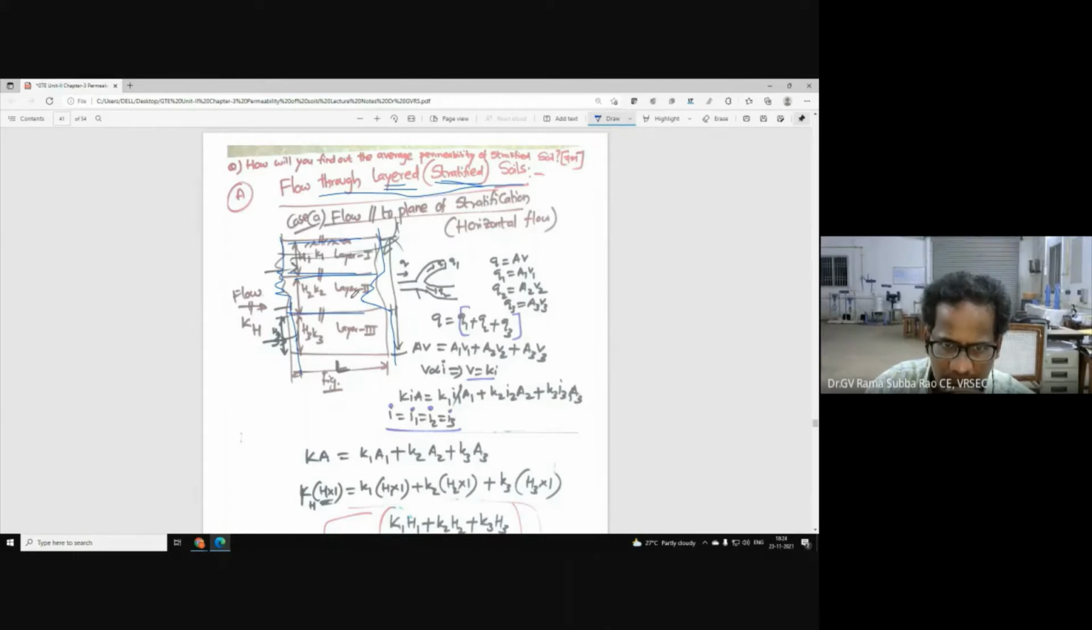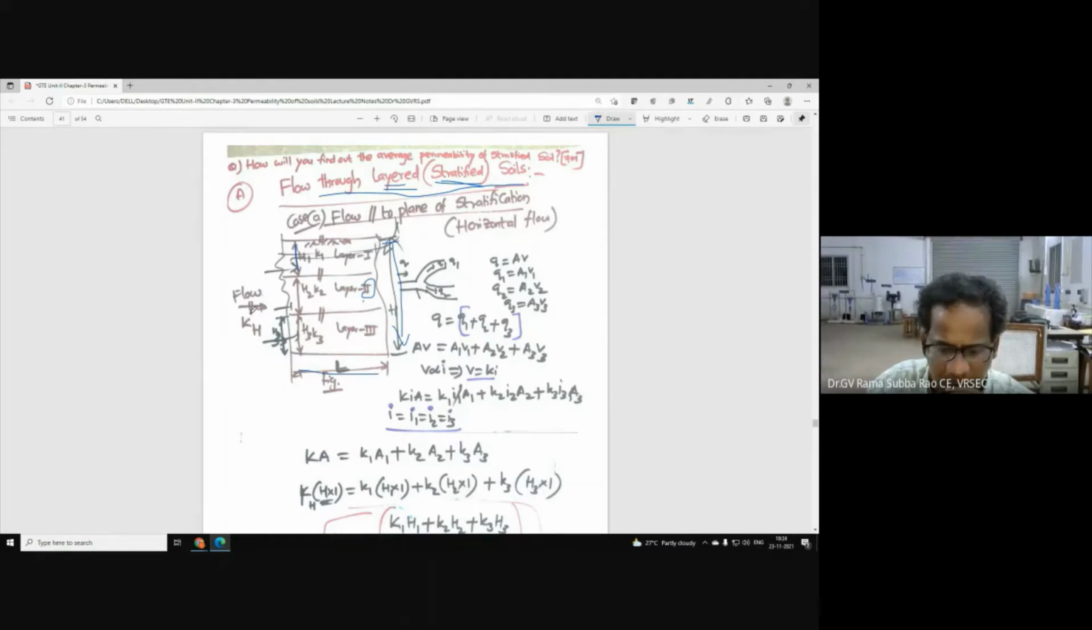Now we have three layers here in this picture. I can draw n layers. Here you see layer one, layer two, layer three. Each layer has its own thickness, H1, H2, H3. The total thickness of the deposit is H. The length of the flow is L. So we have three layers in this picture now.